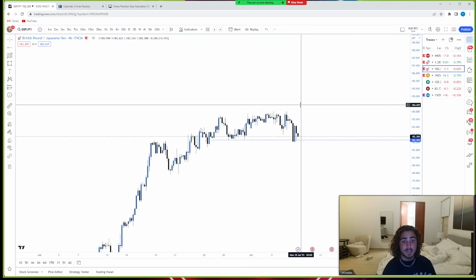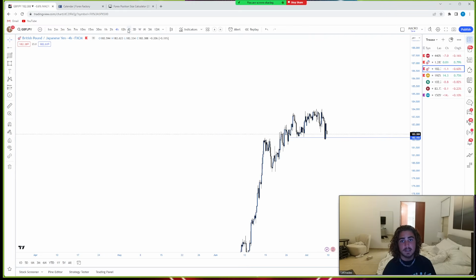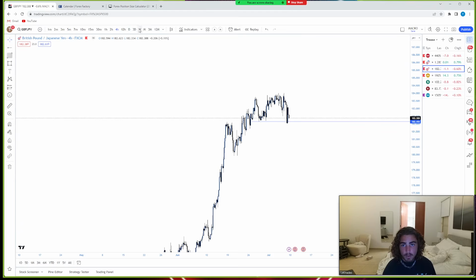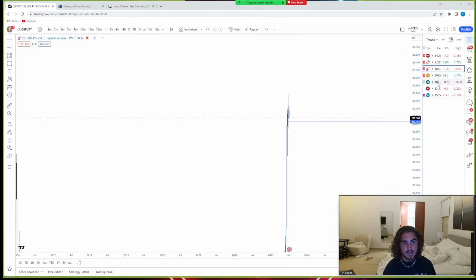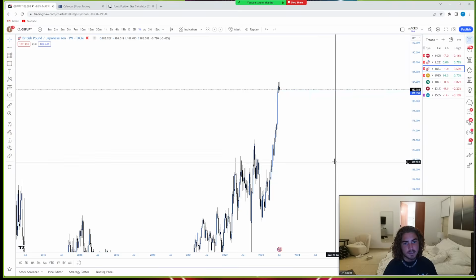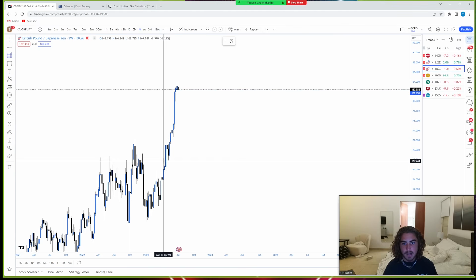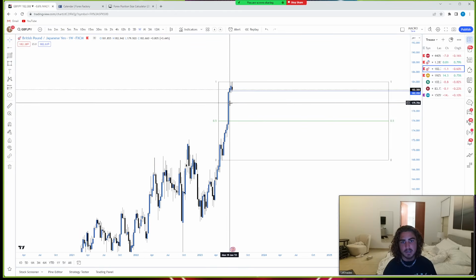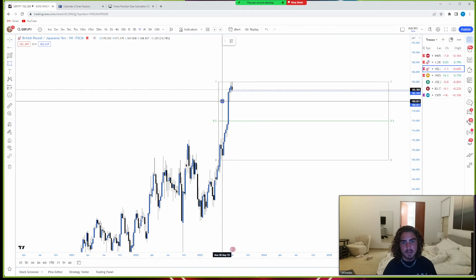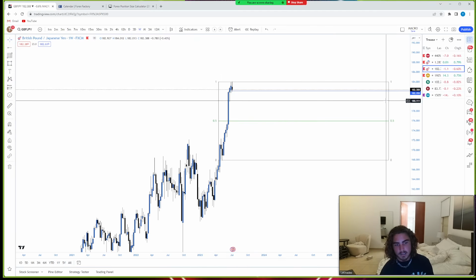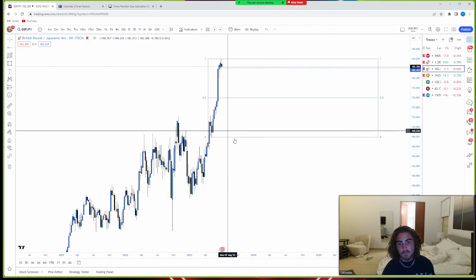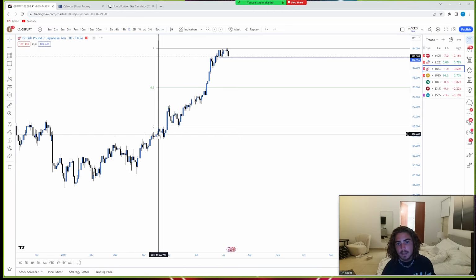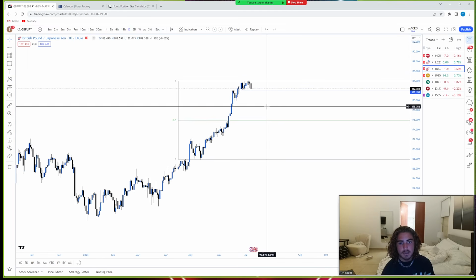if this thing wants to end up breaking 4-hour structure to the upside to continue this weekly and this daily uptrend, or if it wants to break 4-hour structure to the downside, break daily structure to the downside to cause a retracement on the weekly, and from there we can start flipping most of our daily biases to more bearish to fill this imbalance for price to come into this equilibrium. So yeah, that's what I'm looking at on GBP JPY.